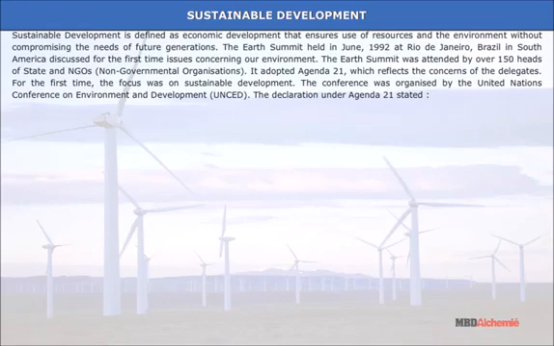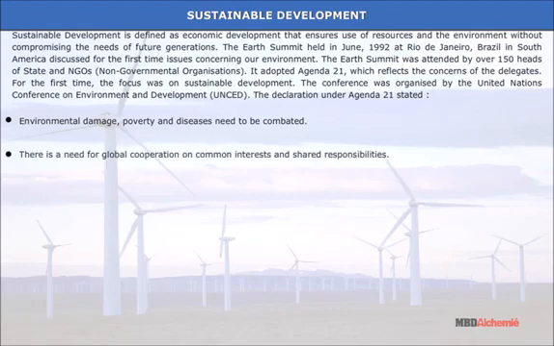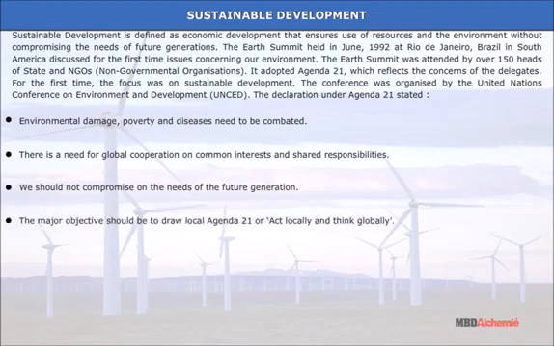The declaration under Agenda 21 stated, "Environmental damage, poverty and diseases need to be combated. There is a need for global cooperation on common interests and shared responsibilities. We should not compromise on the needs of the future generation. The major objective should be to draw local Agenda 21 or act locally and think globally."